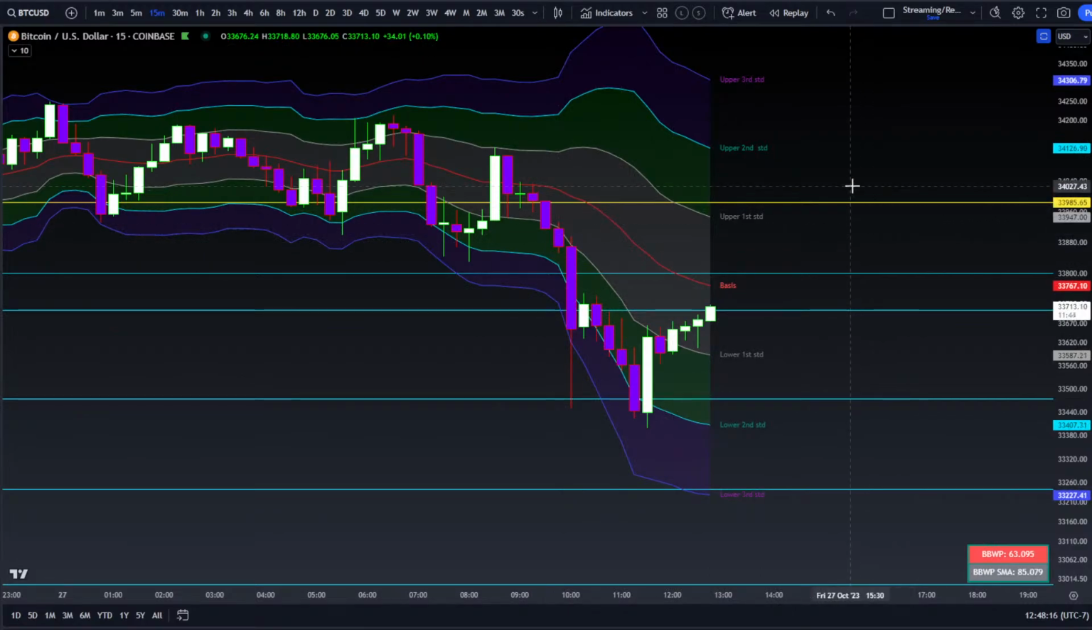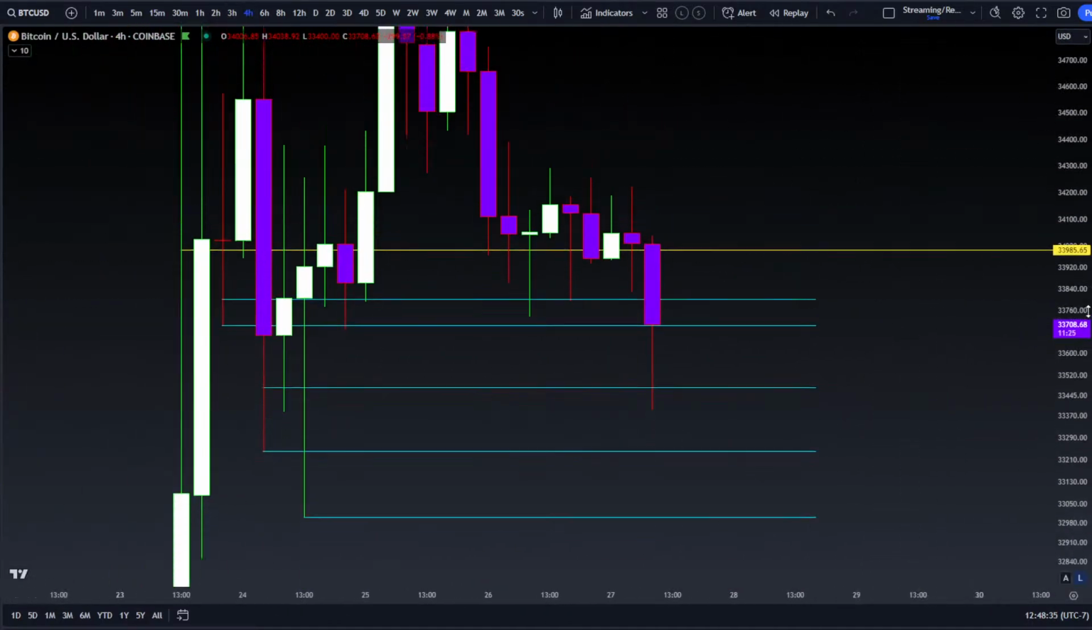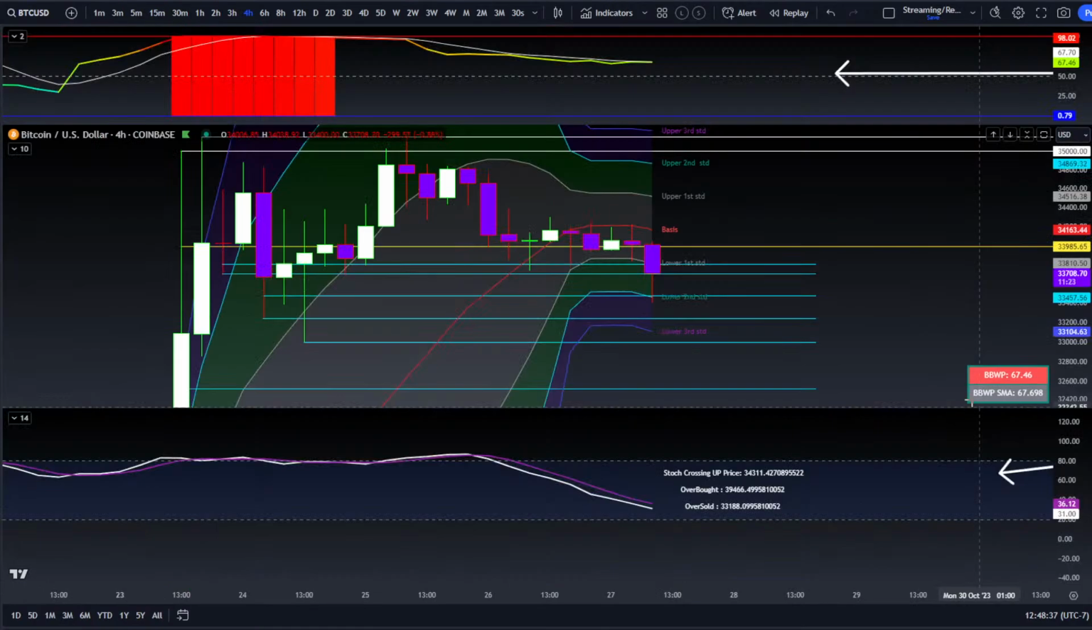And gets above the basis on the 15-minute. That's where 33.8 is going to come into play. And then the upper first is basically $34,000. So what was the 4-hour pivot? We were looking at that because that's going to close open here shortly. 34,300.